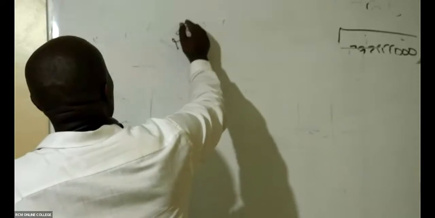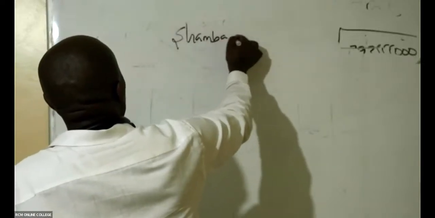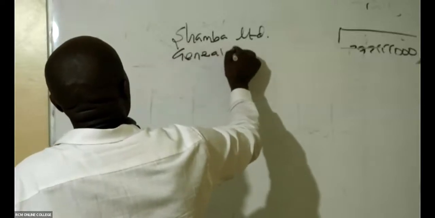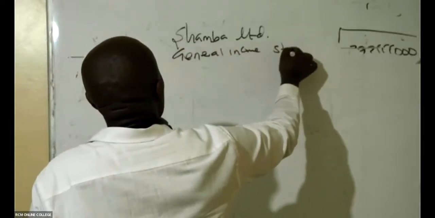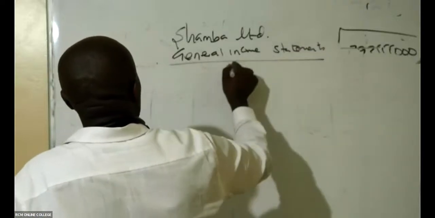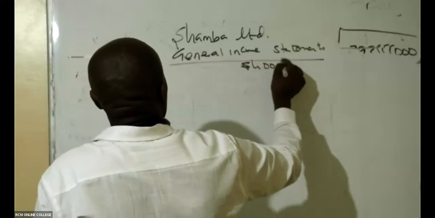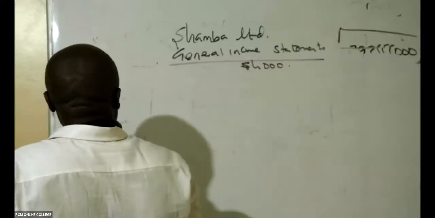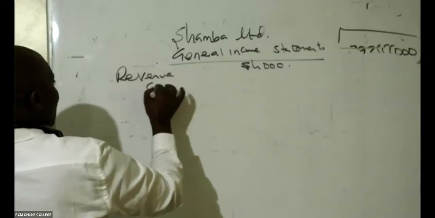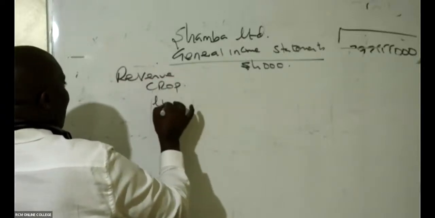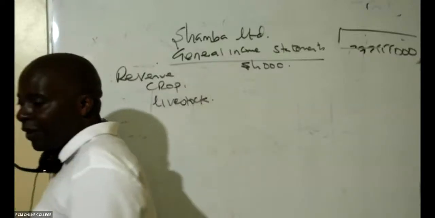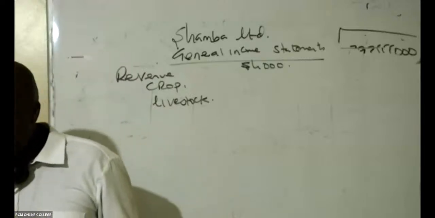It's called Shamba Limited. Now you talk of general income statement. Remember, all our figures are in shillings, in thousands. So we start with our revenue. The first one, in this case, is revenue from crop, and then we have revenue from livestock.